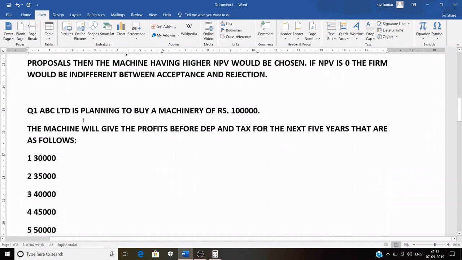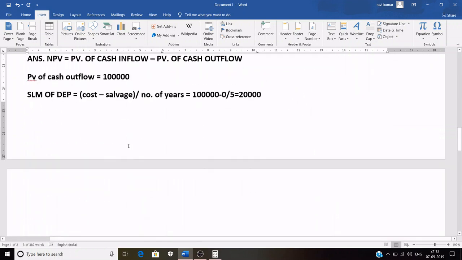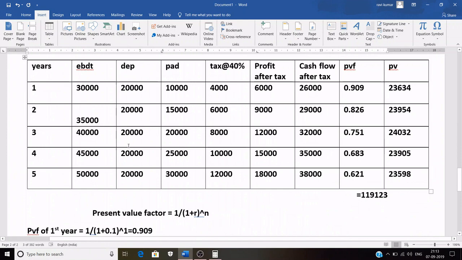So if this question had three machines, machine A, machine B, machine C, you don't need to do anything extra, but you will have to calculate NPV of each machine separately like we have calculated it here.